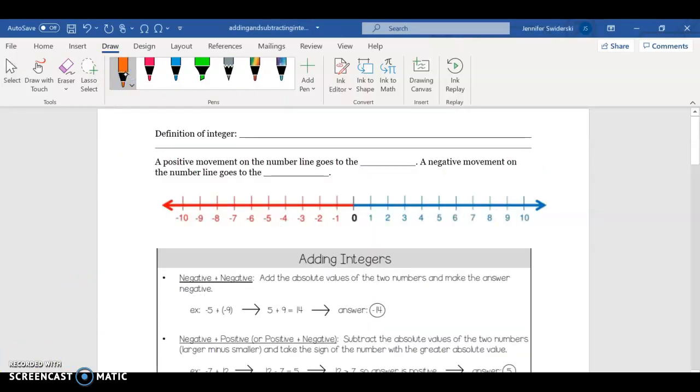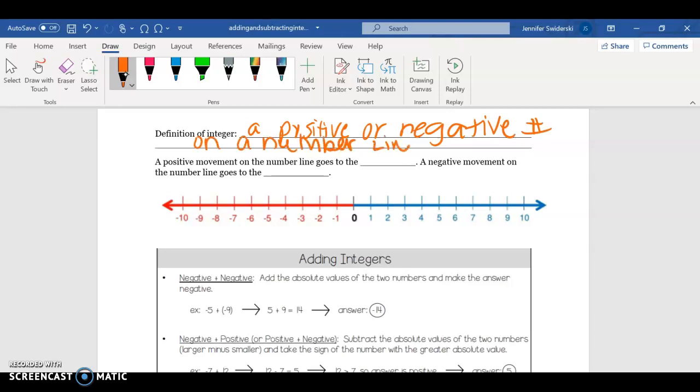So the definition of integer is a positive or negative number on a number line. Okay, so as a friendly reminder, a positive movement on the number line goes to the right, and a negative movement on the number line goes to the left. Numbers that go to the right get bigger, and numbers that go to the left on the number line get smaller.